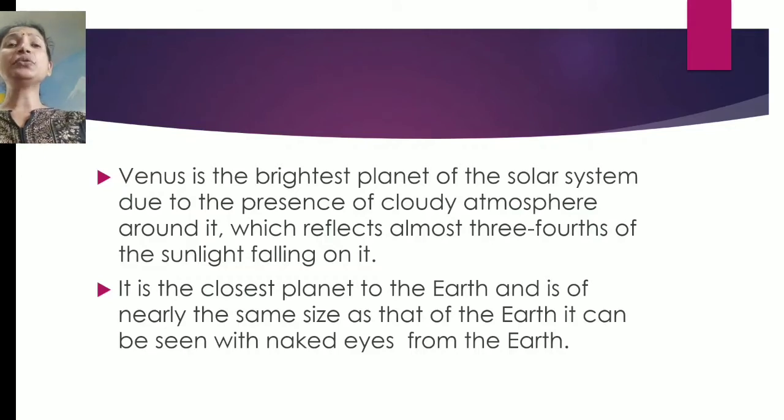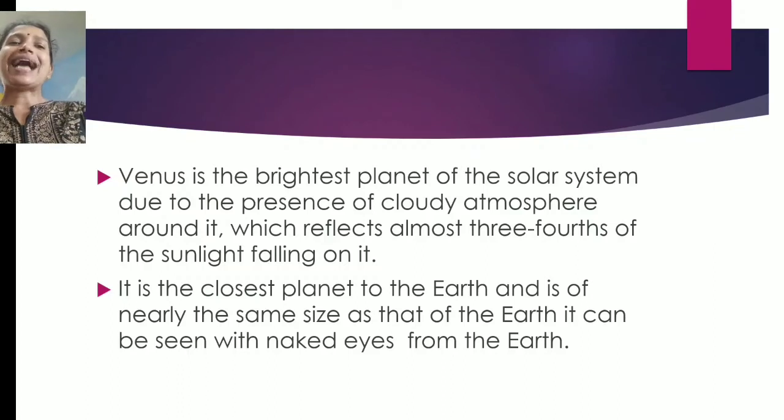Venus is the brightest planet of the solar system due to the presence of cloudy atmosphere. Why is it the brightest? Because it has a cloudy atmosphere around it which reflects almost 3/4 of the sunlight falling on it. That's why it's the brightest planet of the solar system. It is the closest planet to the Earth. Which is the closest planet of the Earth? That is Venus. Which is the closest planet of the Sun? That is Mercury.